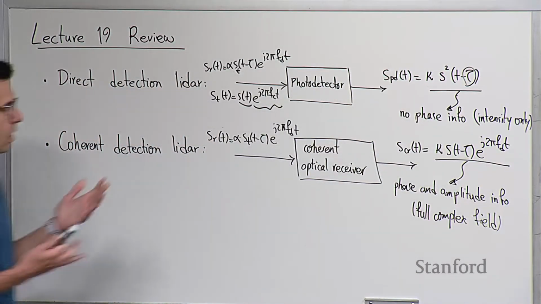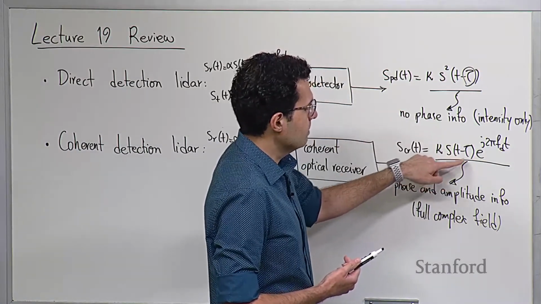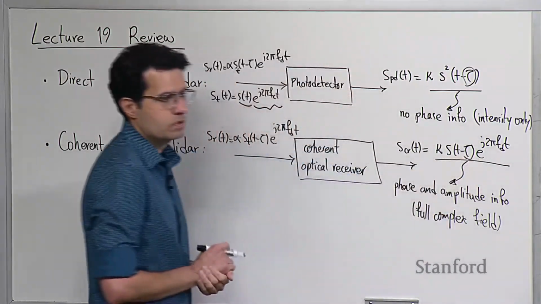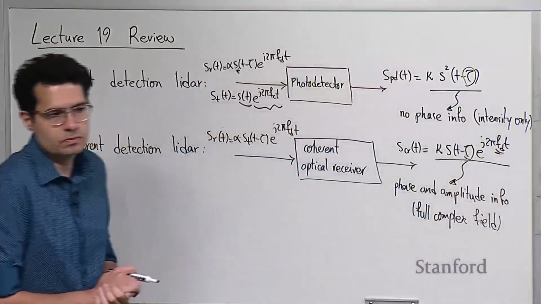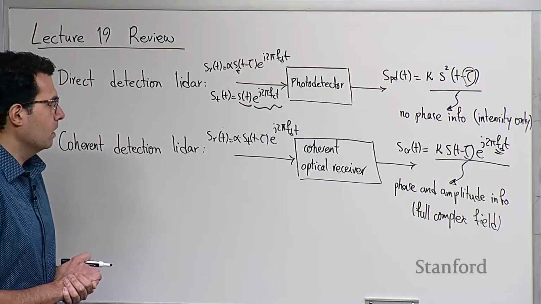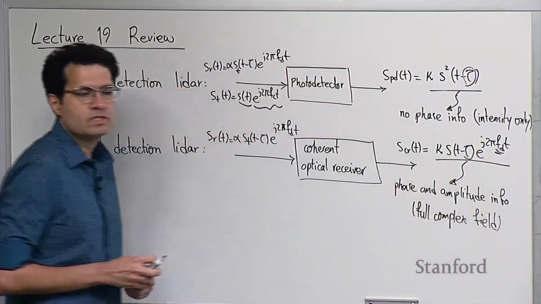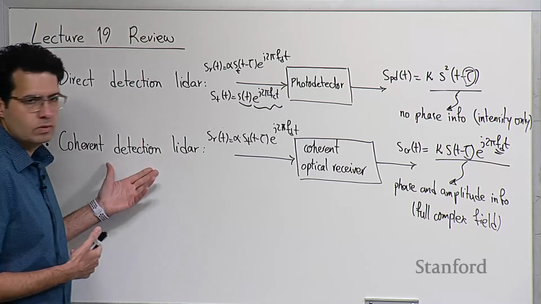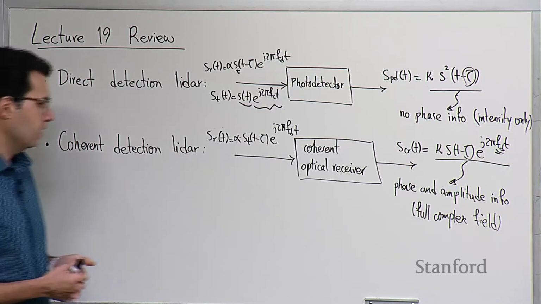And from this, now we have information. In principle, we should be able to estimate both the round trip time of flight tau, which, as we know, is proportional to range, as well as the Doppler shift f_d, which is proportional to the relative radial velocity between the target and the LiDAR. So you get the full complex field, with both phase and amplitude information. Today we'll see what types of waveforms the coherent LiDAR sends and receives, and how the DSP works to estimate range and velocity.